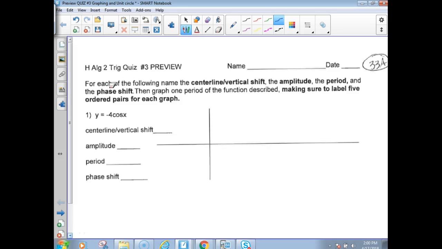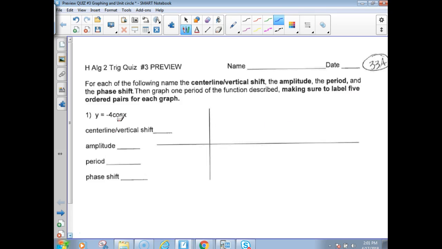Well, here we go. Finally, we will start the quiz 3 preview. For each of the following, name the center line or vertical shift. I would just assume that you wrote the y equals line instead of writing up or down. It's fine if you wrote both, but just tell where the center line is, like I did every time I wrote y equals and then the center line. Then the amplitude, the period, and the phase shift, then graph one period of the function described. Obviously, some of these won't be inclusive on that particular graph, so you can write none or whatever. Make sure you graph one period of the function and make sure to label 5 ordered pairs for that period.